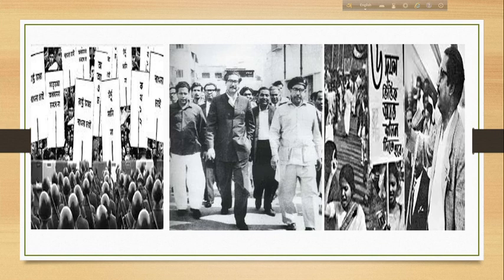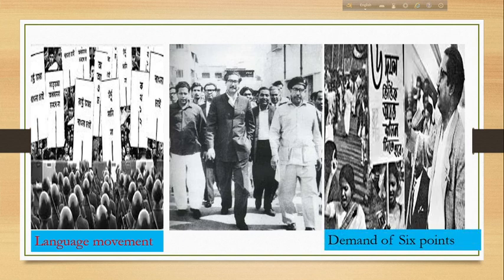Here, you will get 3 pictures. Perhaps the first picture is for the language movement of Bangladesh, a historical event, and the second picture and third picture. The second picture, maybe the Agartala conspiracy case. Bangabandhu Sheikh Mujibur Rahman is marching forward, and some political leaders are following him. The third picture, the demand of 6 points.